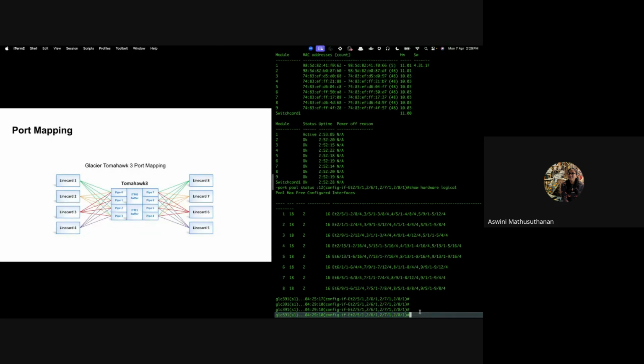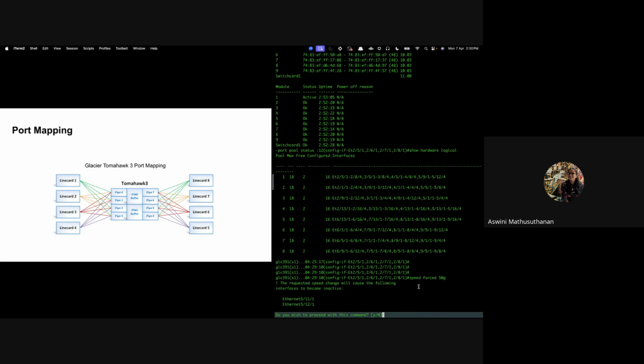Since I have the configuration already, it is configured as 16 and free is 2, right? Let's try adding more interfaces and see what will happen if we cross the 18 mark. So I'm just going to apply 50 gig on all of these interfaces, like 251, 261, 271, and 281. Let's not worry if it goes to error disabled or whatever, but let's see what happens.